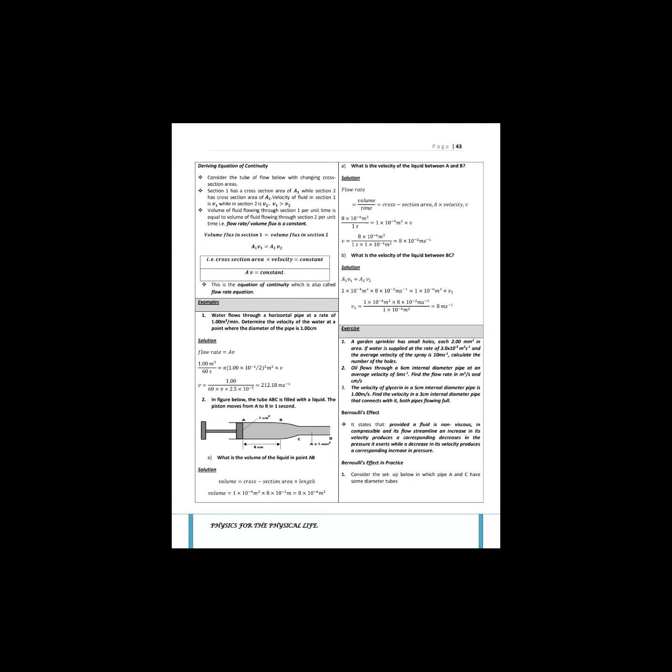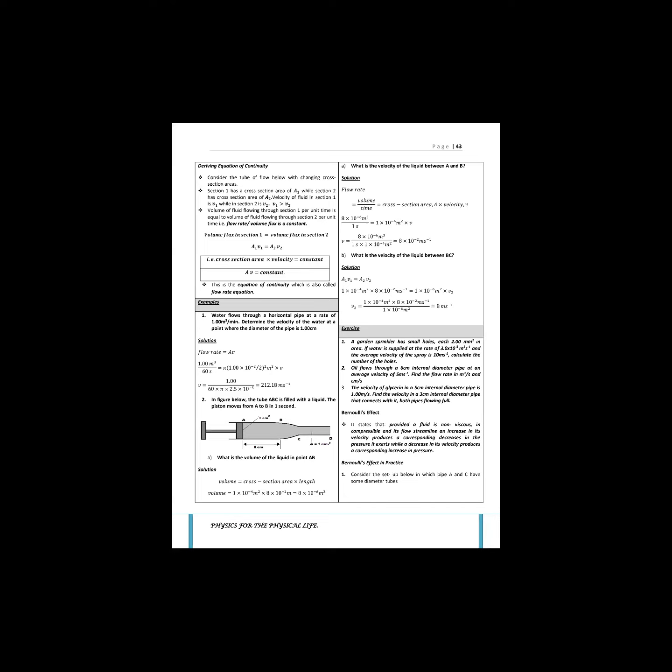From the question, the question has mixed different units here. The first part of it, the rate is 1 cubic meter per minute. And we know the SI unit for time is seconds. So we will need to convert the minute into seconds.